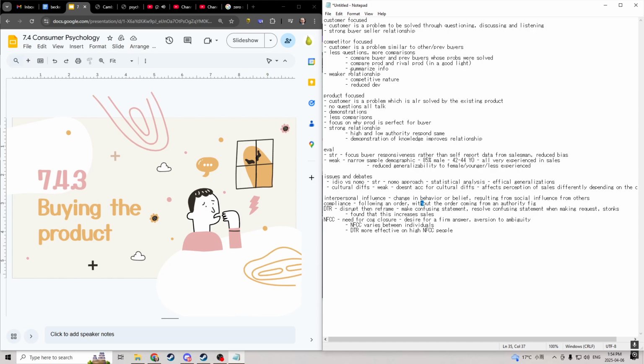And then they summarize all the info as to not overwhelm the person with all the information. However, this fosters a weaker relationship. The competitive nature of all this reduces the development of the buyer-seller relationship.